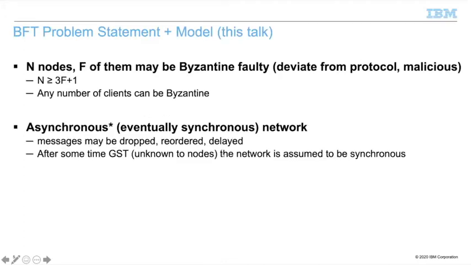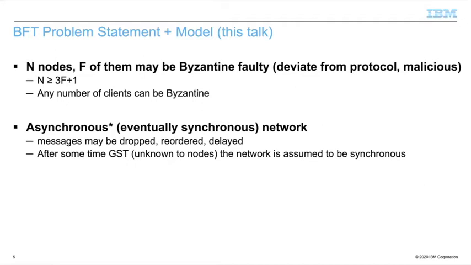Let me define the problem statement a bit more closely, right? So we are talking about the classical BFT model, so eventually synchronous network. Some call it asynchronous, but essentially, unlike some randomized protocols, we are not in the asynchronous model, but in the eventually synchronous model. And we are talking about optimally resilient protocols. So Mir-BFT, to tolerate F Byzantine faulty nodes, which deviate from the protocol, requires only 3F+1 nodes. Of course, you can throw in more nodes if you want. Any number of clients can be Byzantine.